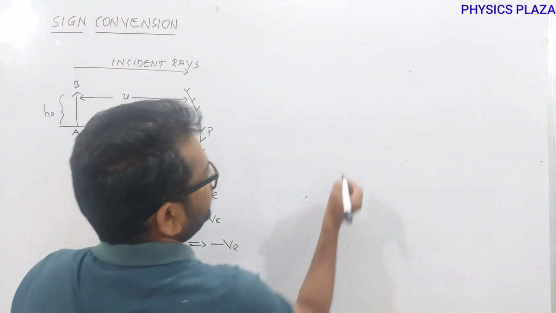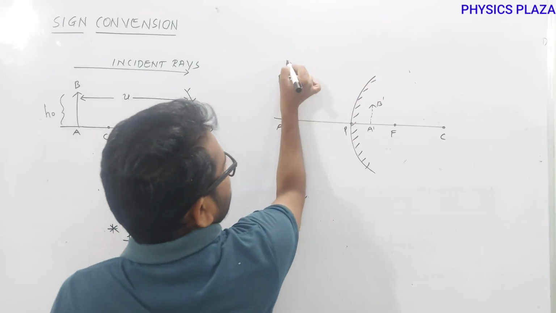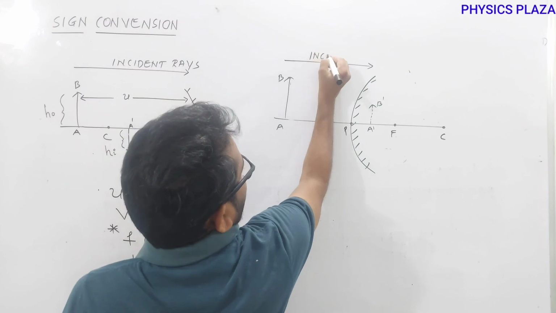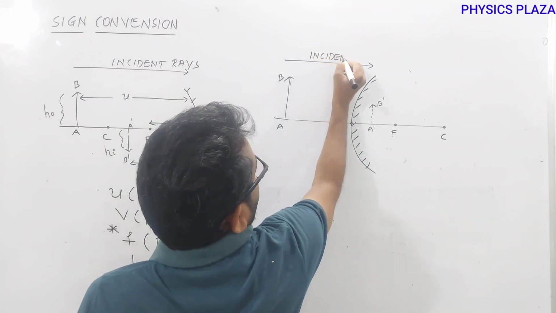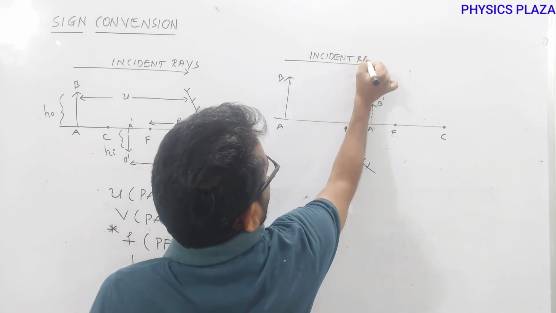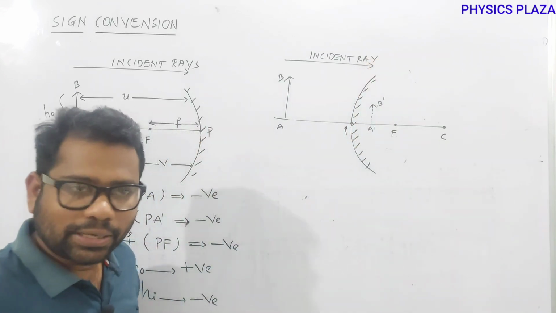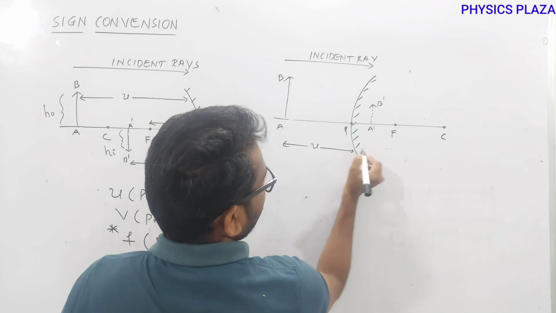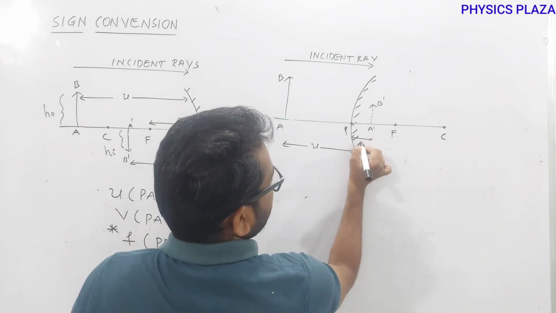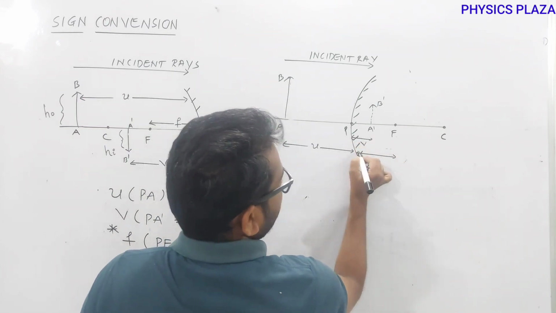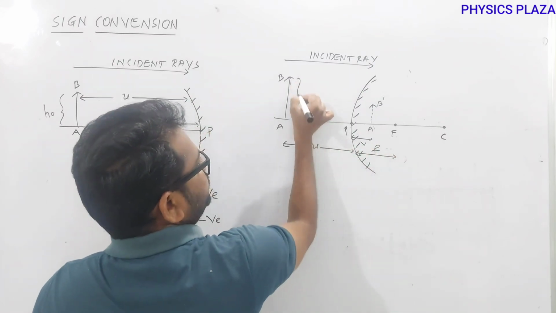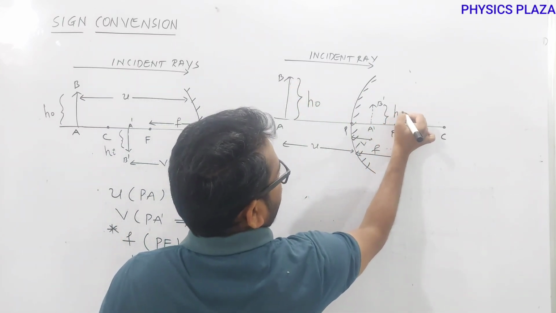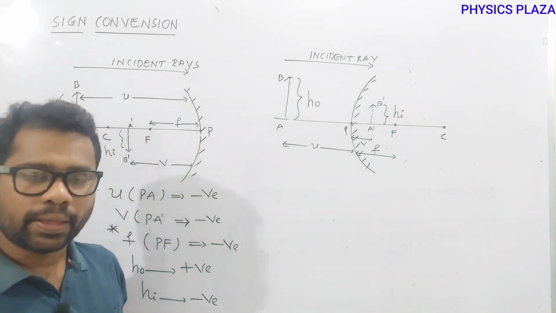Let us see for a convex mirror also once again. Here incident rays will always go from the object towards the mirror. So this is the direction of the incident ray. Now, children, this is going to be the object distance and this is going to be the image distance. This is going to be the focal length. This is the object height and this is going to be the image height.